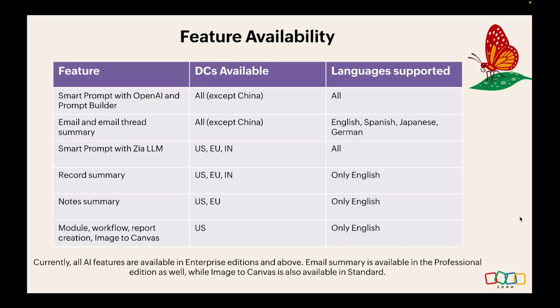With regard to edition availability, most of the features are available in the enterprise editions and above. Email summary and email intelligence features will be available in professional editions as well, while we have image to canvas, which is available right from the standard edition itself.